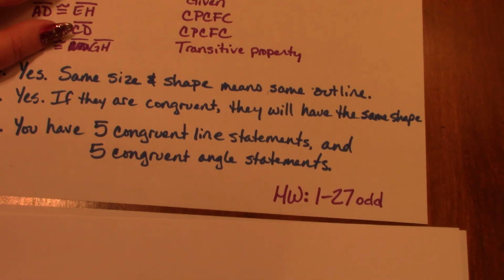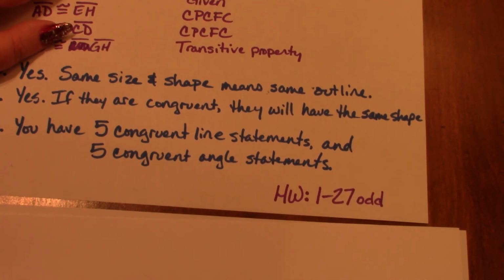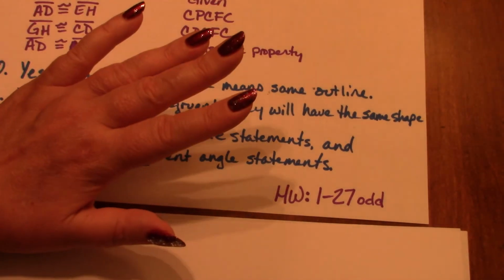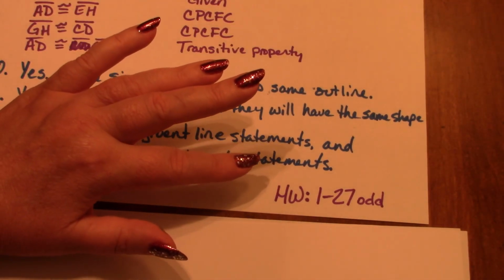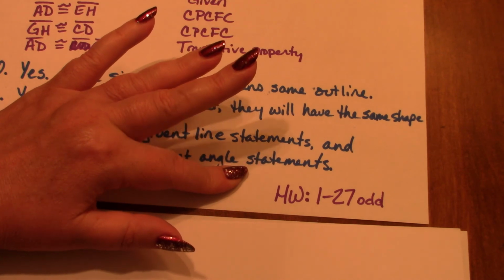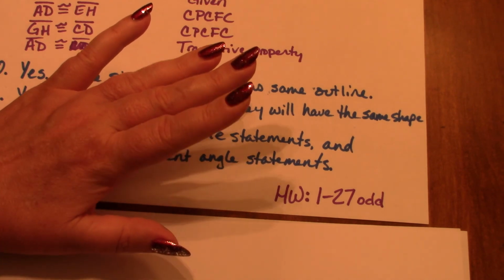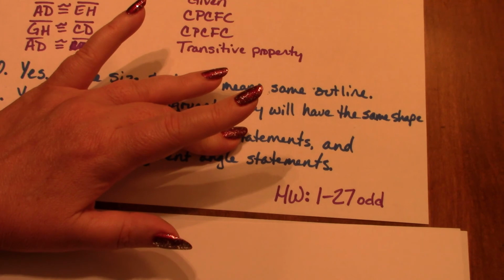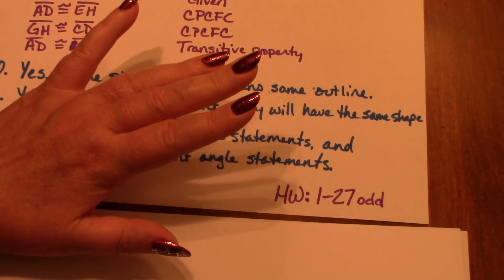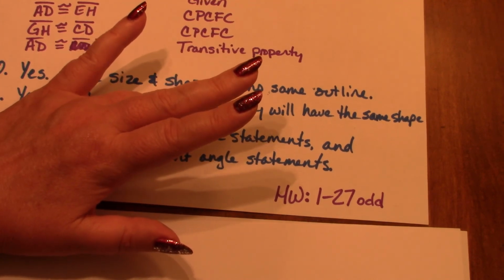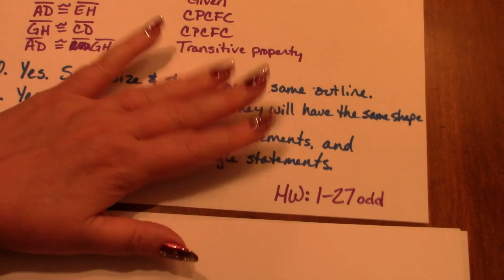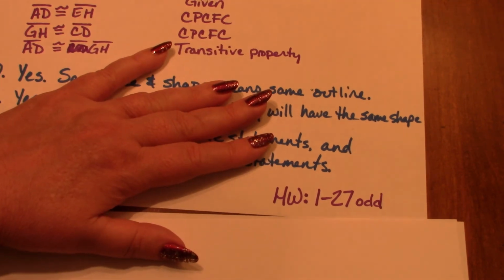So if tonight for homework, you have numbers 1 to 27 odd. And then you're going to go on to Module 3's review and Module 3's performance assessments, and then we're going to have a big review for the test. So let me know if you have any questions, and I will see you next time.